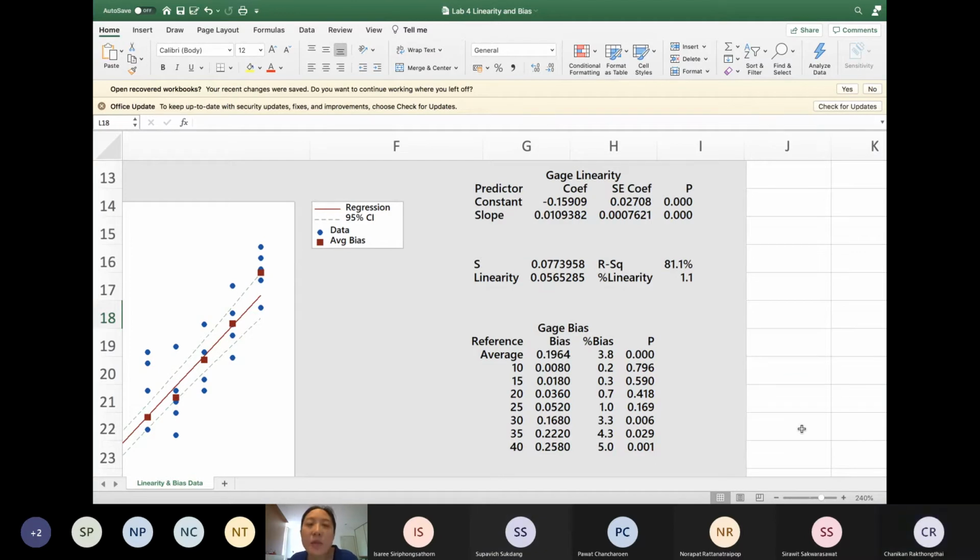Because the bias is increasing, as your friend told us one more time. The bias is increasing from 30 to 55. So we can expect that when the part is 45, 50, and 55, the bias should be large, and there should be significant also.